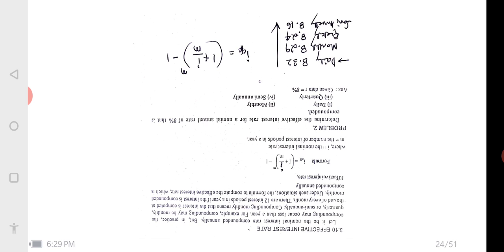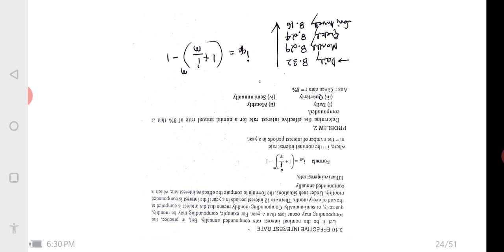Here i is 8%, meaning 0.08, divided by m, the number of interest periods. Now we are calculating daily, so m is 365 days in a year, raised to 365, minus 1. If you calculate this, the effective interest rate you will get is 0.0832, meaning 8.32%.